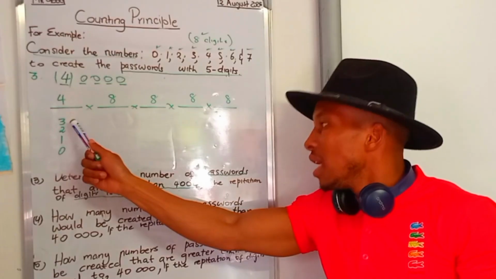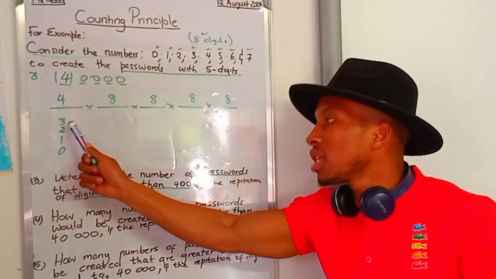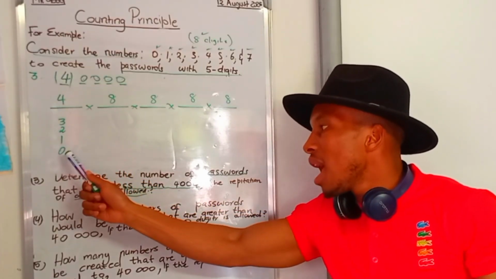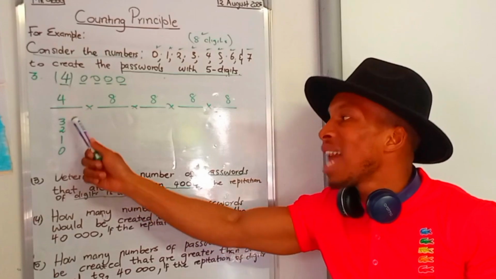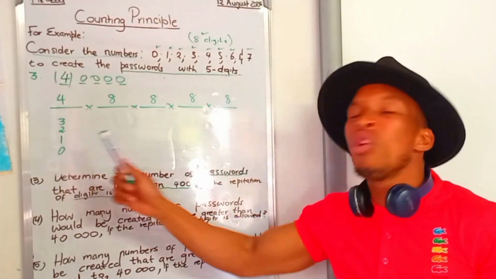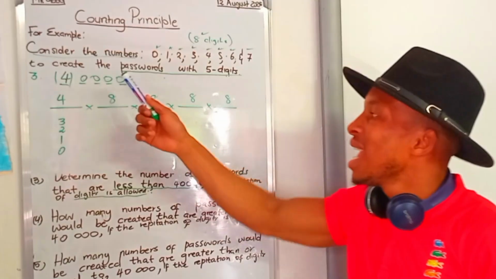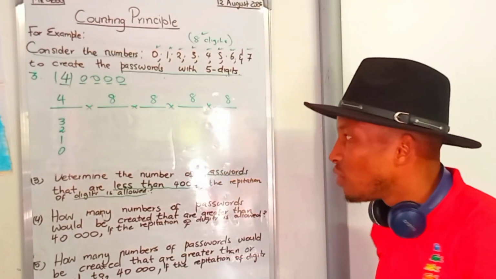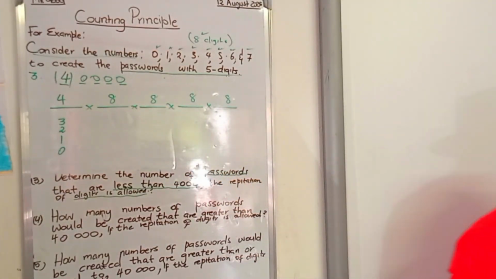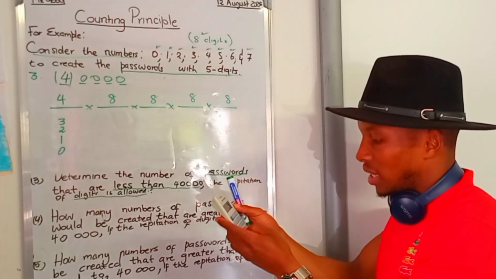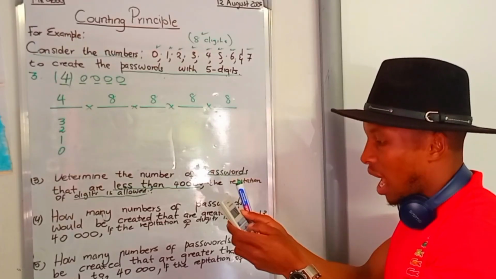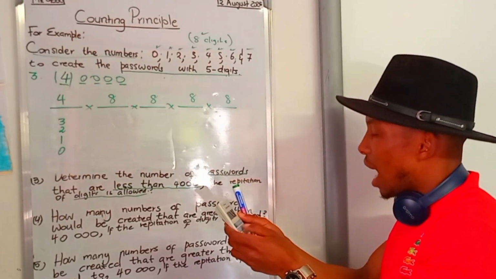But here we are going to choose only 3, 2, 1 and 0. The code must start with these 4 numbers on the first event. So that code is going to be less than 4,000. All right, let's go. Punch your calculator: 4 times 8 times 8 times 8 times 8.